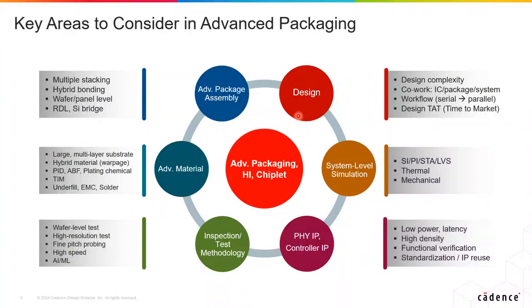Now, to develop these advanced packages, we need to consider something more in various areas. For example, in advanced packaging assembly, we need to develop processes of stacking, hybrid bonding, or wafer processes, and RDL or silicon bridge new processes should be developed and considered. In materials, we also need a new packaging materials for these advanced packages, like new teams for higher solder and PID, photo imageable dielectric, like photo imageable polyimide, which has a higher resolution. And also in test methodology, we need wafer level testing techniques or high resolution techniques. Fine pitch probing is also required.